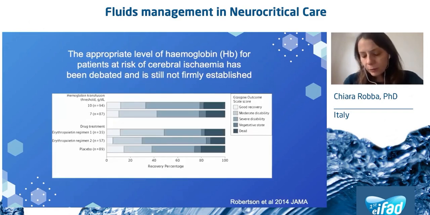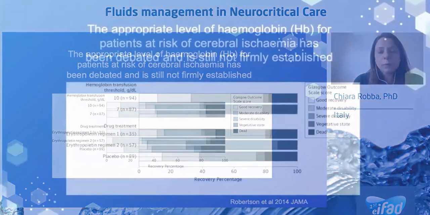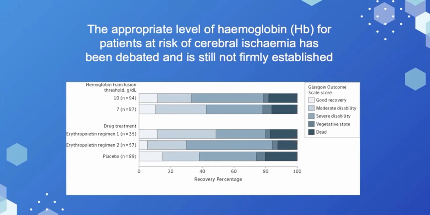Regarding hemoglobin, the problem is that we don't have strong evidence on the best target. We know that in general ICU, we now tend to be more restrictive regarding the targets of hemoglobin, but the target in neurocritical care is not completely understood. This is a randomized controlled trial which was published in JAMA, and patients were randomized to 10 versus 7 grams per deciliter of hemoglobin, and this is the neurological outcome.